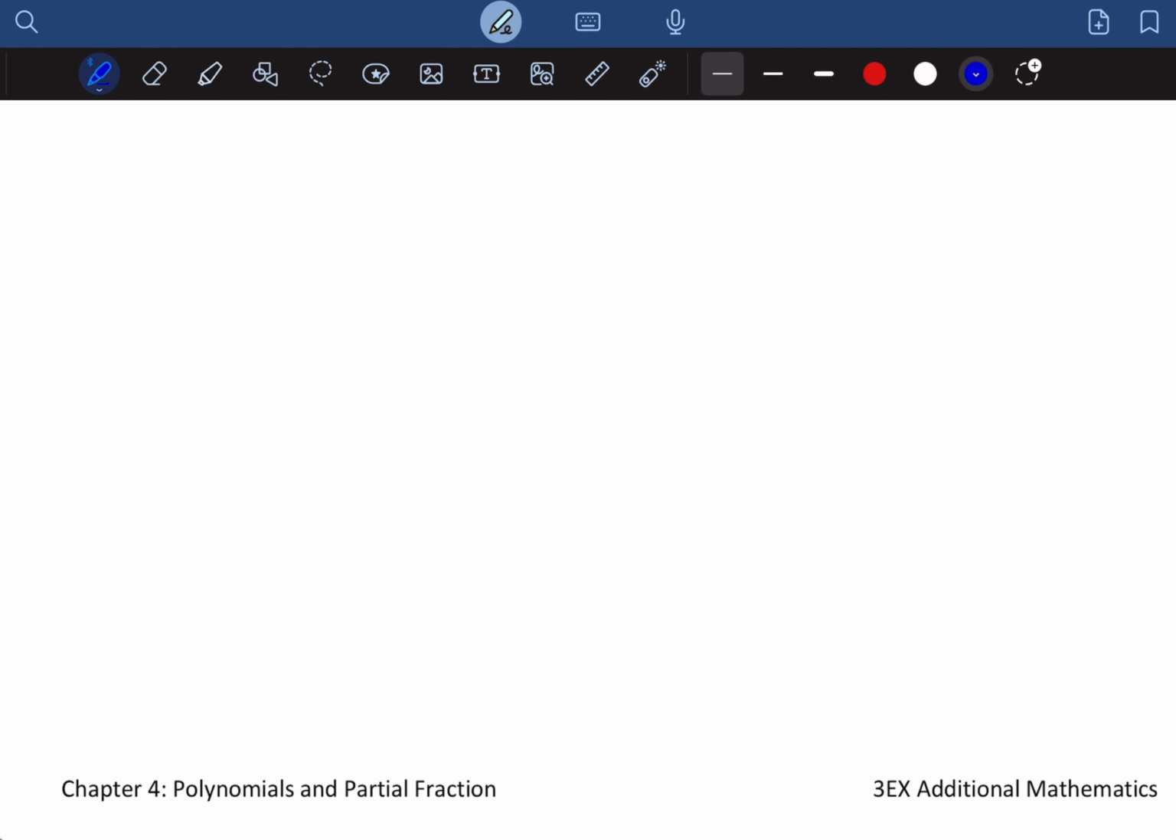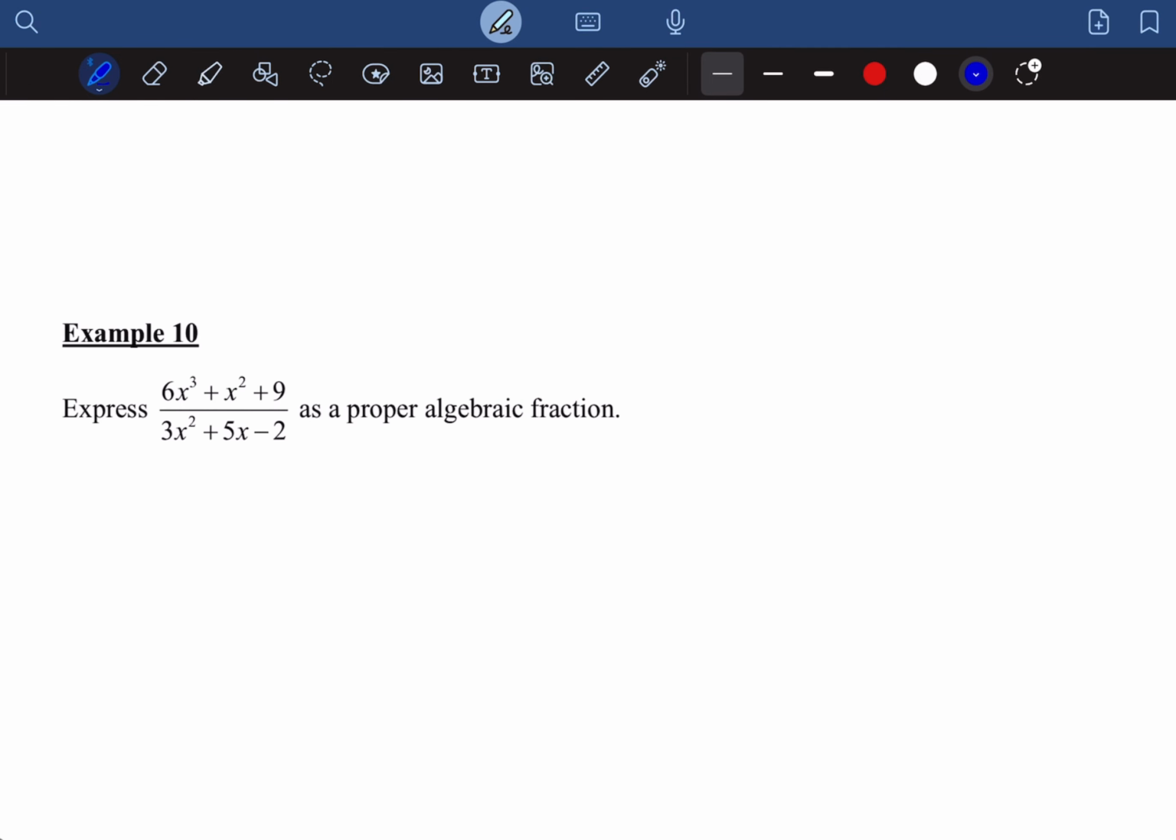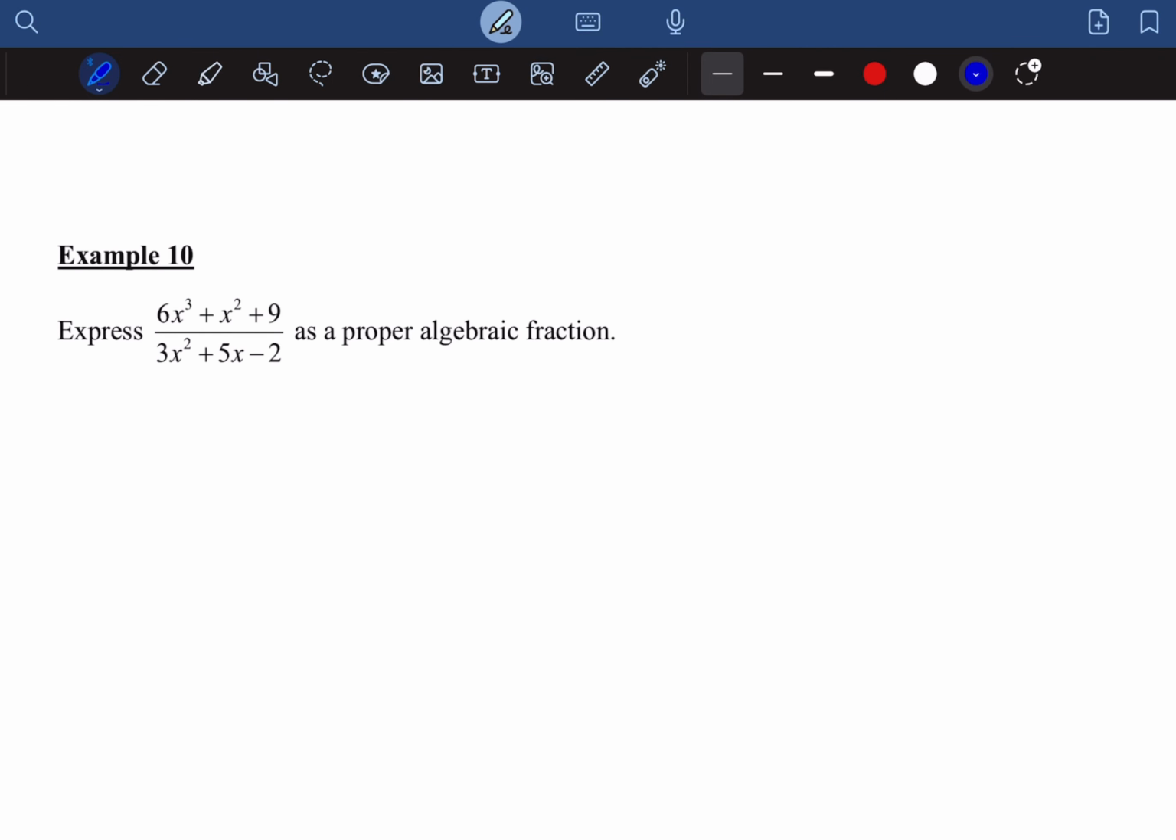Let's proceed to the next one. They say change this algebraic fraction into a proper algebraic fraction. Why is this improper? Because the numerator degree is equals to 3, denominator degree is equals to 2. Just like 4 over 3, this is also called an improper fraction because the top number 4 is bigger than the bottom number 3, so this is improper.